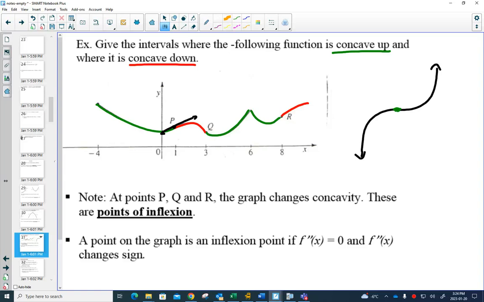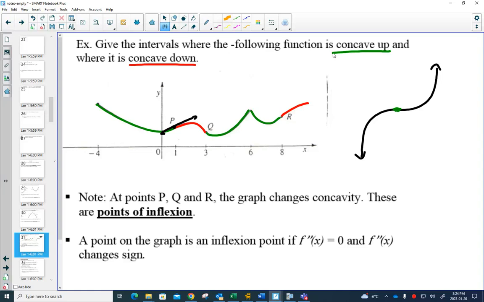Most points of inflection just change from concave down to concave up or concave up to concave down. And they will be another point that helps us graph things really easily. So we'll have our maximums and our minimums.